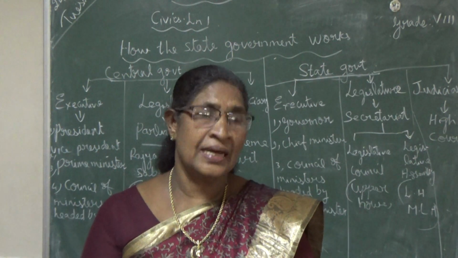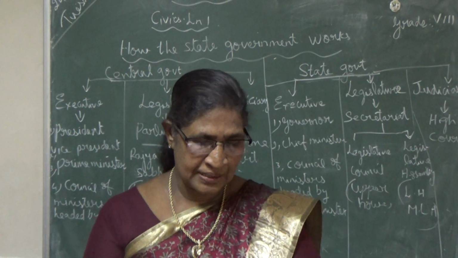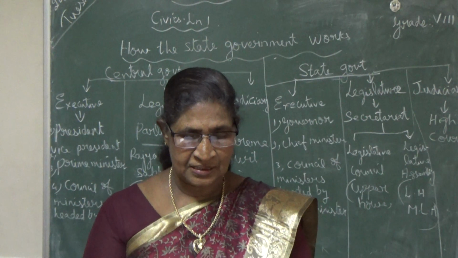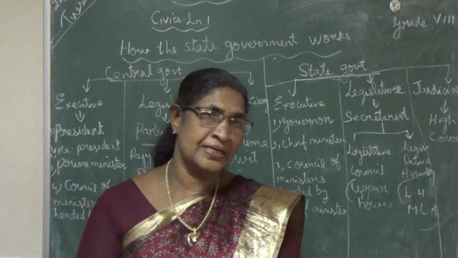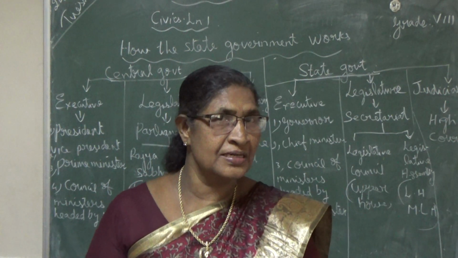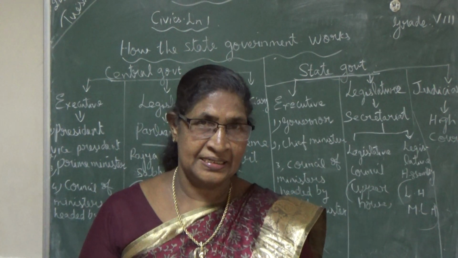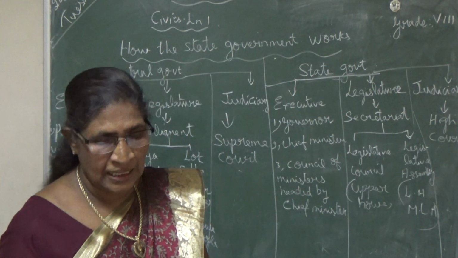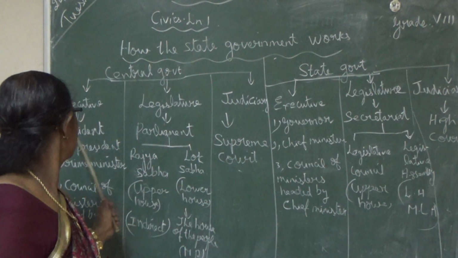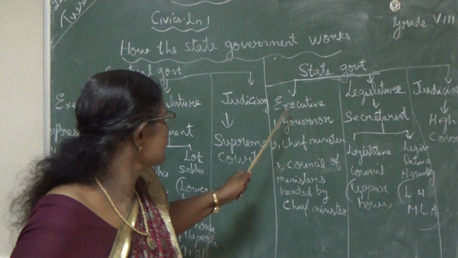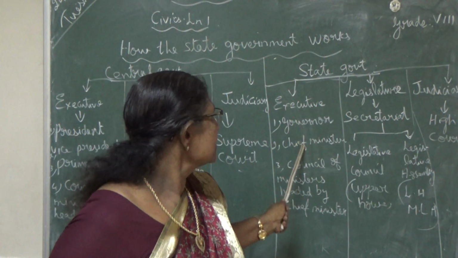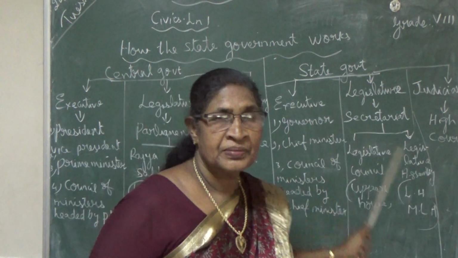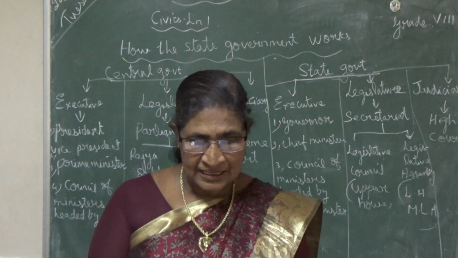Then powers and functions. What are the powers and functions? The governor is the chief executive in a state. Already I told you the governor is the head of the state. Already he was the chief executive. He is the chief executive in the state, that means the governor is the head of the state.